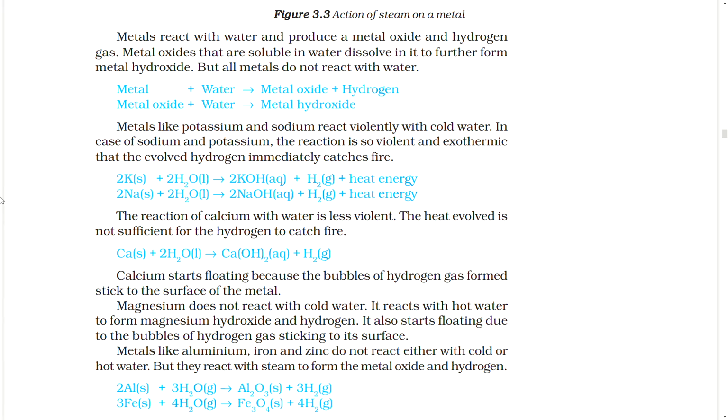The reaction of calcium with water is less violent. The heat evolved is not sufficient for the hydrogen to catch fire. Ca(s) + 2H2O(l) → Ca(OH)2(aq) + H2(g). Calcium starts floating because the bubbles of hydrogen gas formed stick to the surface of the metal.